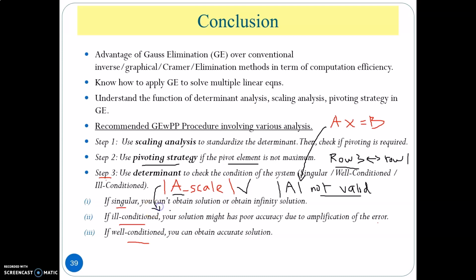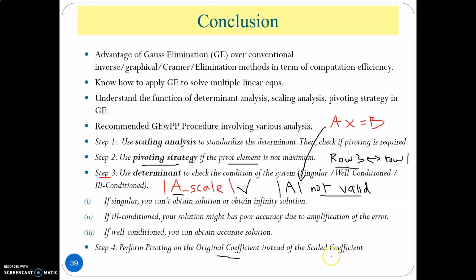If you get the answer to be 0, then we can say it's a singular system. If you get it approximately 0, let's say plus or minus within 0.1, then we say it's an ill-conditioned system. If you have an answer not equal to 0 or far away from 0, then we can say it's a well-conditioned system. In the next step, you need to perform the pivoting on the original coefficient instead of the scaled coefficient in order to reduce the round-off error.